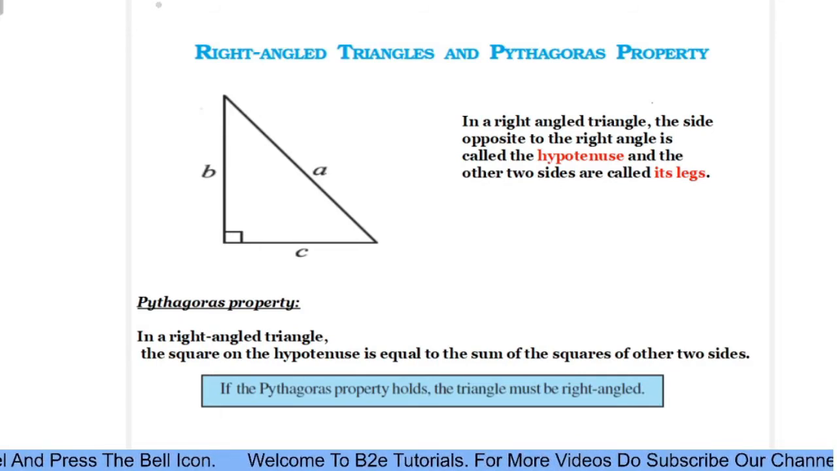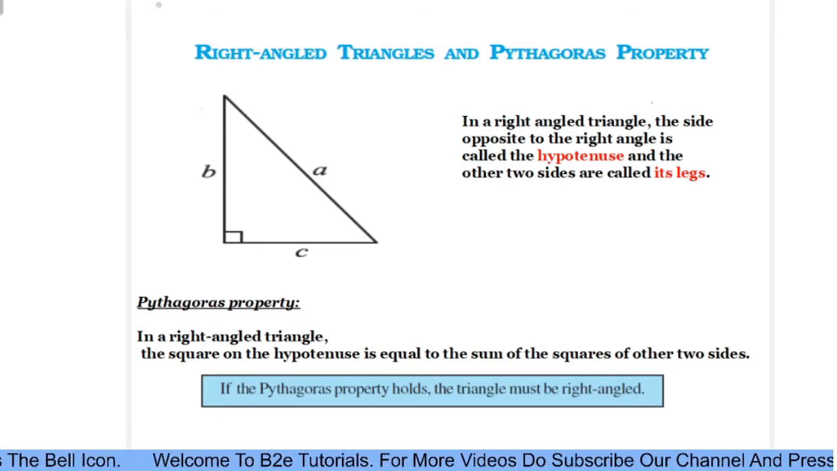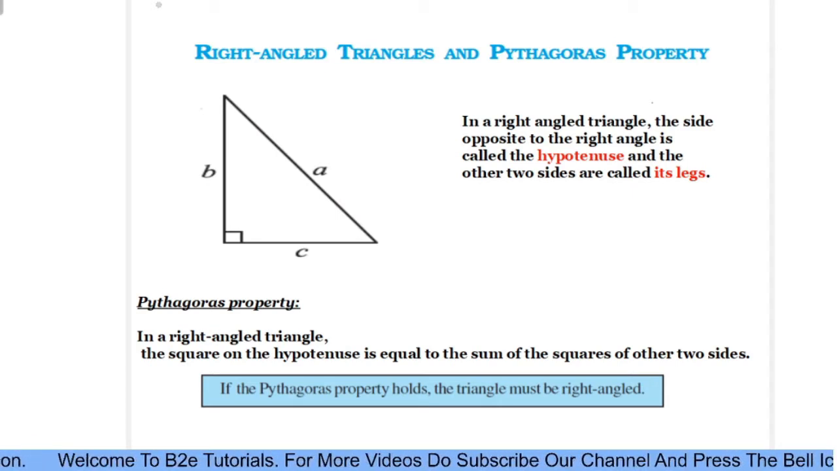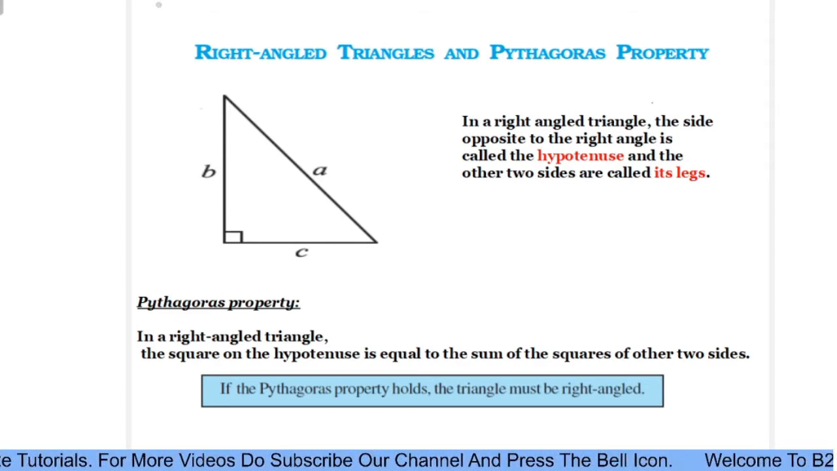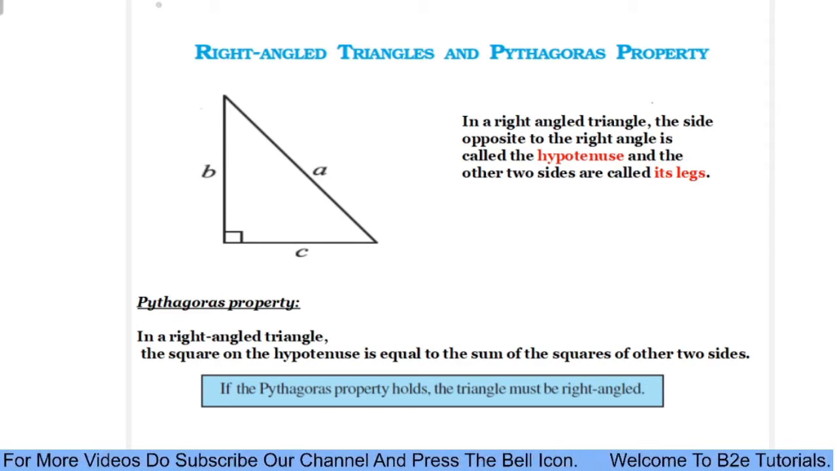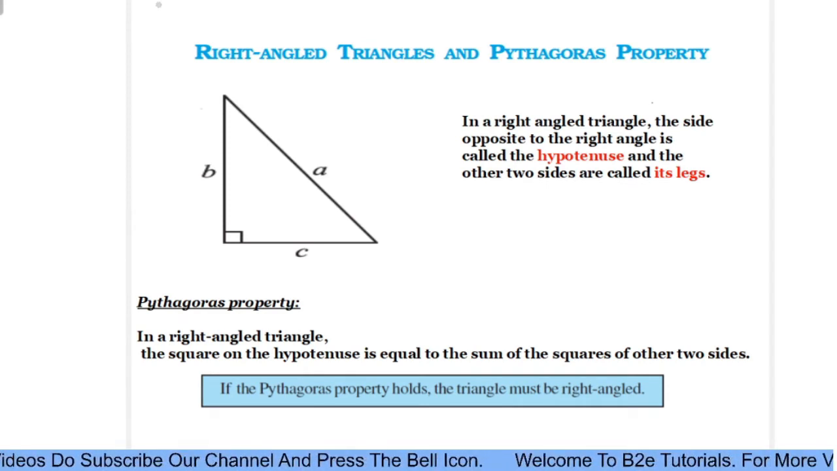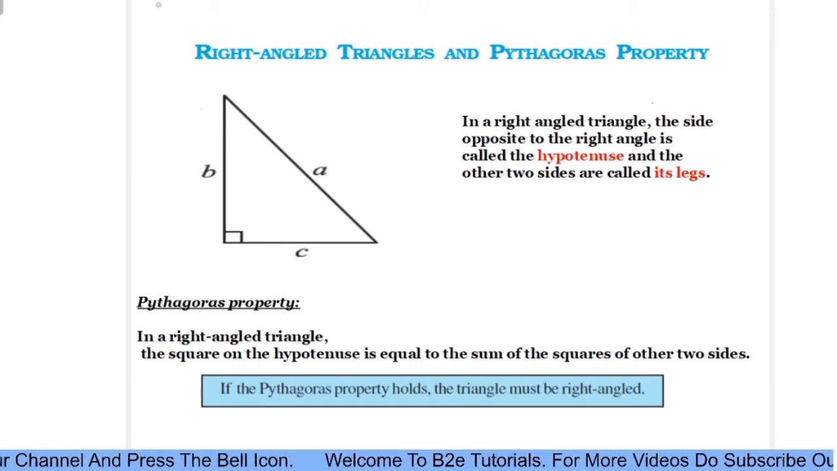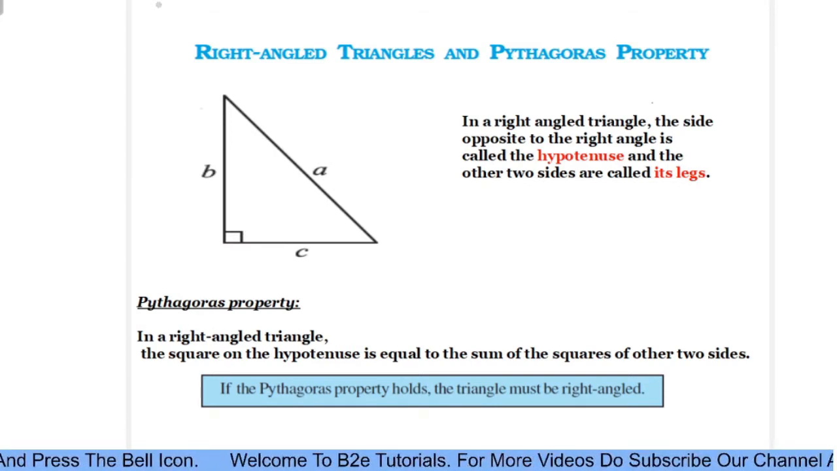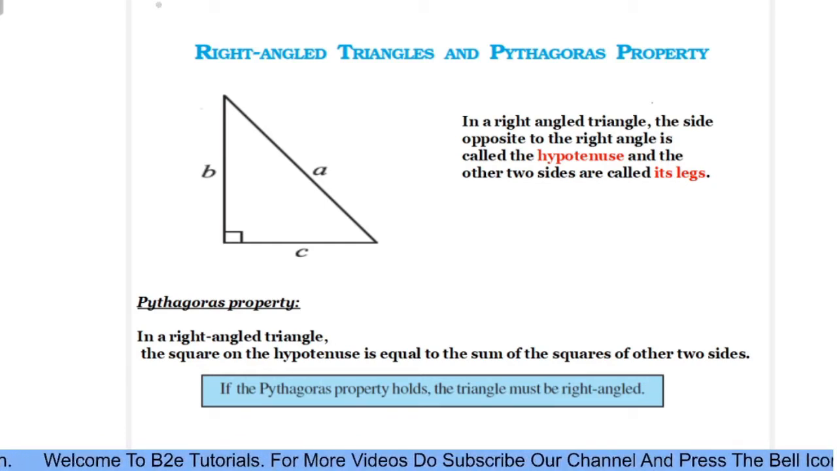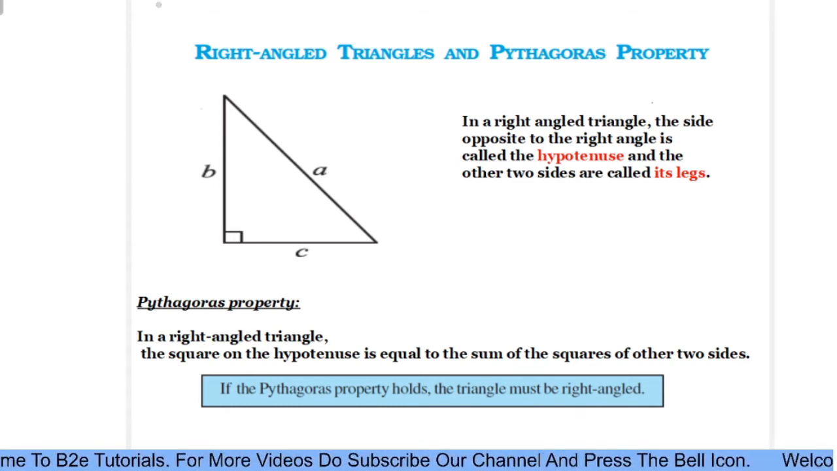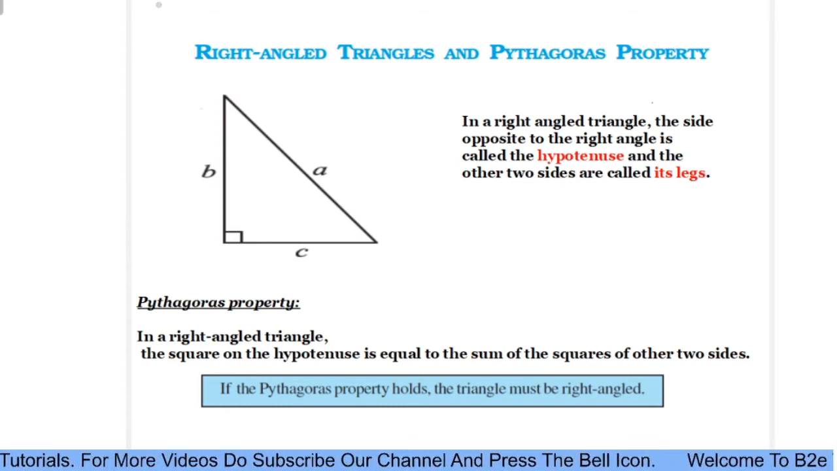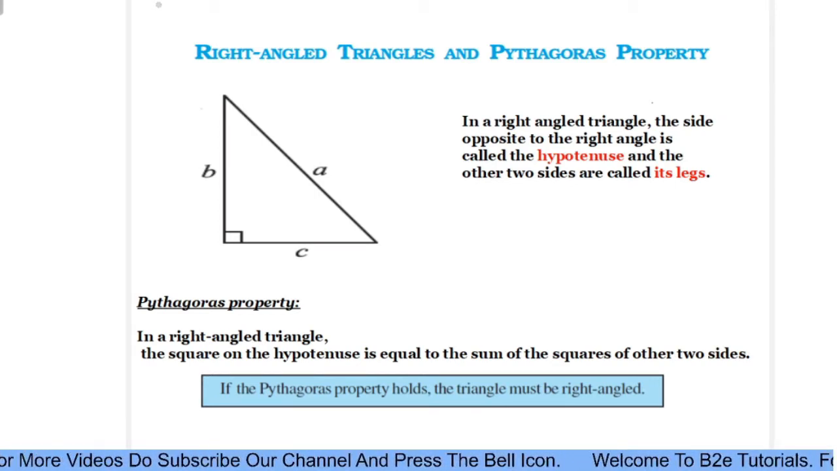Now come to next topic, right angle triangles and Pythagoras property. What is right angle triangle? It is a triangle in which one angle is of 90 degree. And let A, B and C be the sides of this triangle. Now in right angle triangle, the side opposite to right angle is called hypotenuse and the other two sides are called its legs. Now, what is Pythagoras property?